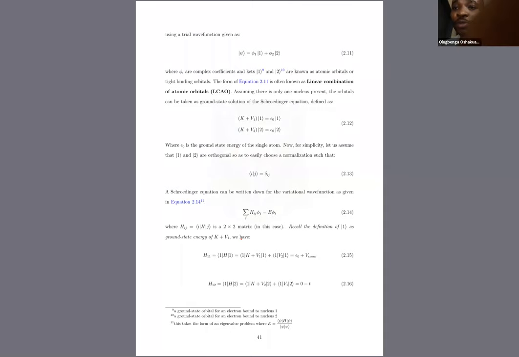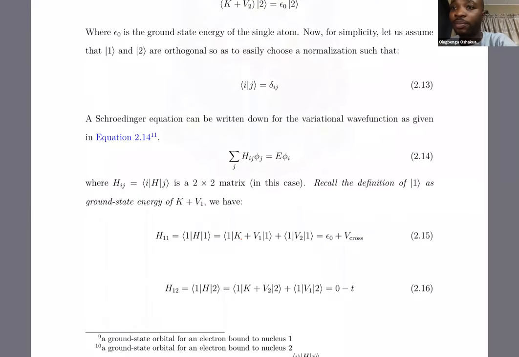Sorry, I forgot to mention that in this expression, H11 ends with the ground state energy plus V cross, while H12 is zero minus T. We'll talk about them in detail very soon.